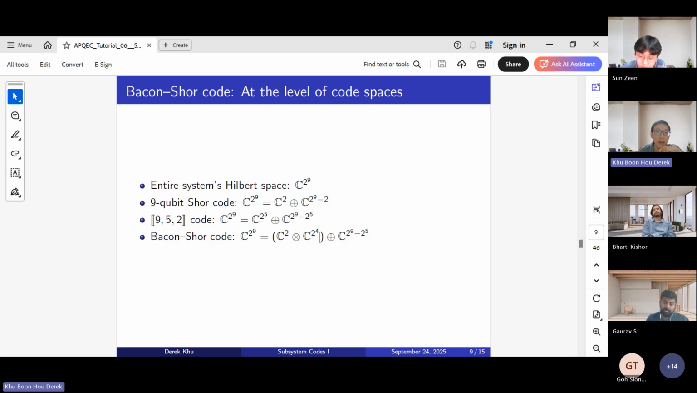So previously we had a direct sum, and here we have a tensor product of spaces, where this first component over here would represent the actual useful logical information that we have. So it's what we call the logical subsystem. And then this guy would be kind of like the stuff that we are not so concerned about, because we are okay if this stuff is not preserved. All we really want to do is to preserve this guy. So this is the Bacon-Shor code. Any questions before we continue?